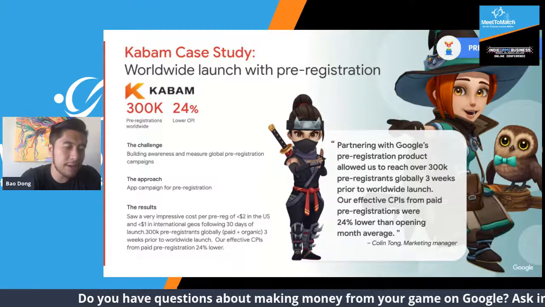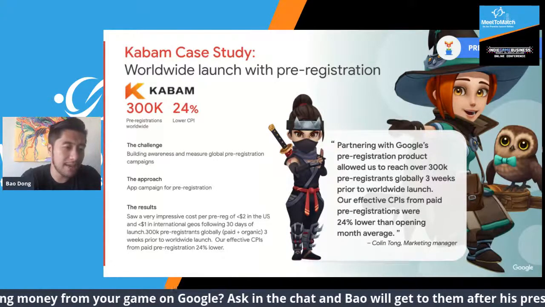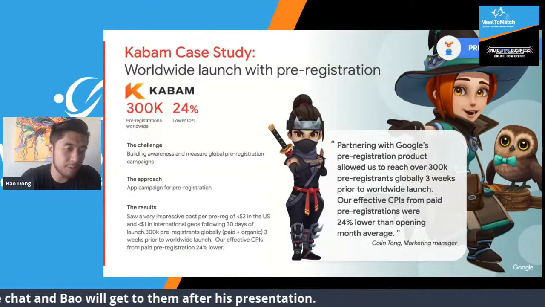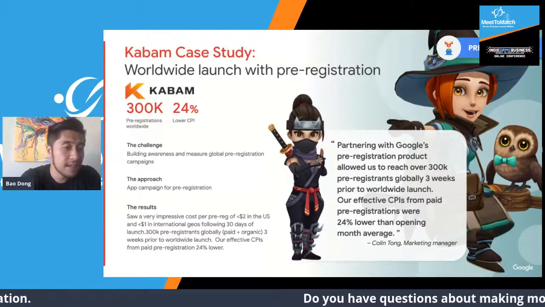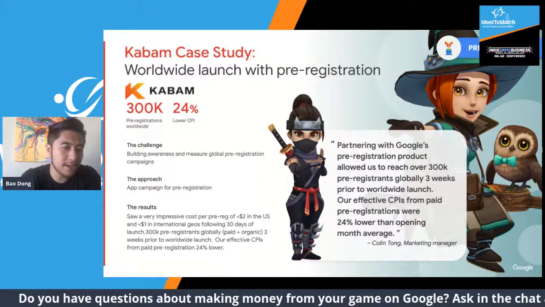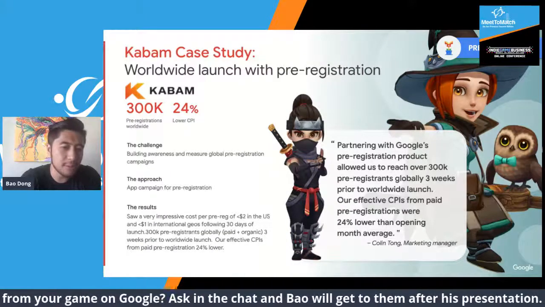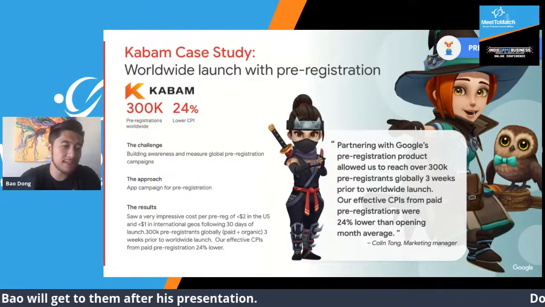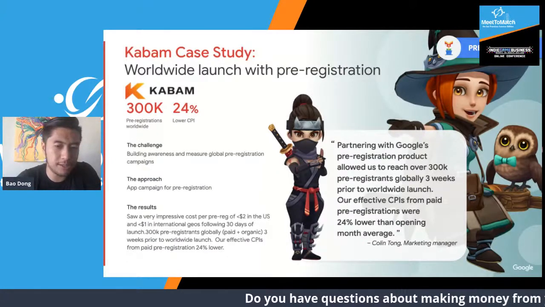And by using the pre-registration feature on Google Play, as well as looking at Google App Campaigns, they were able to generate more than 300,000 pre-registrations worldwide. But when they took a look at some of their main metrics, such as cost per install, they noticed that the users coming from pre-registration had a much lower cost per install than they expected compared to users that didn't pre-register, almost 24% lower than the usual average, which they thought was really interesting and is one way that you could really leverage Google when it comes to the pre-launch phase.